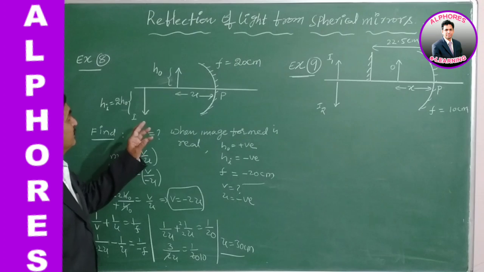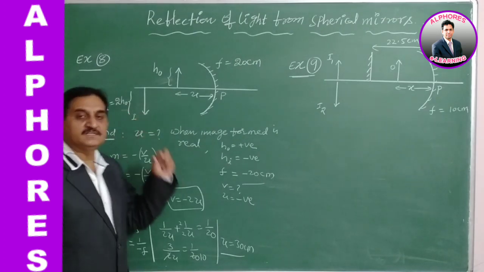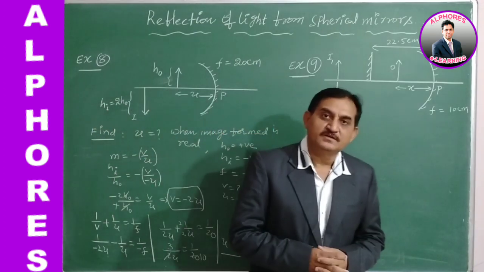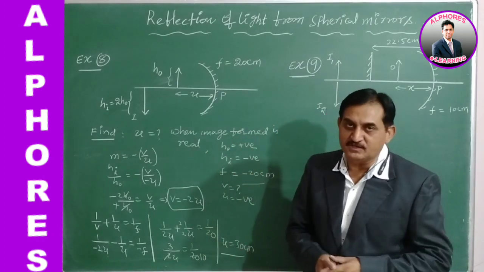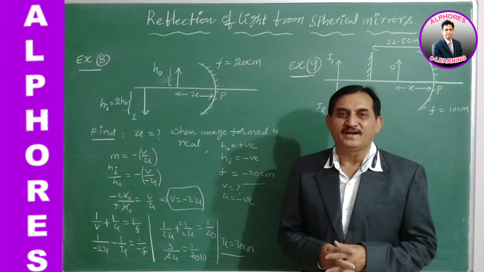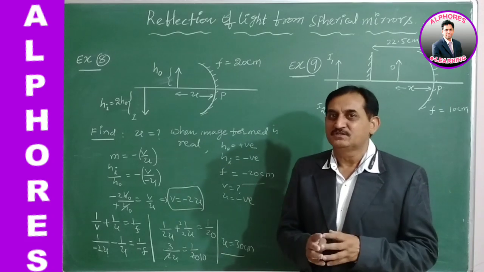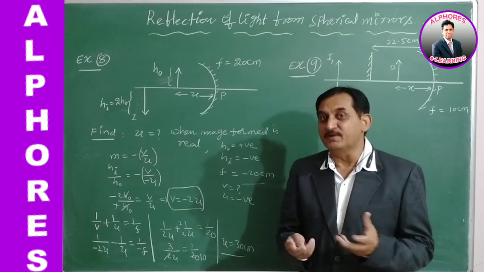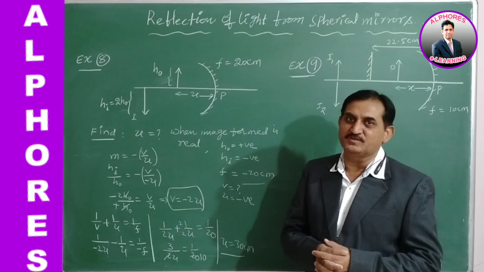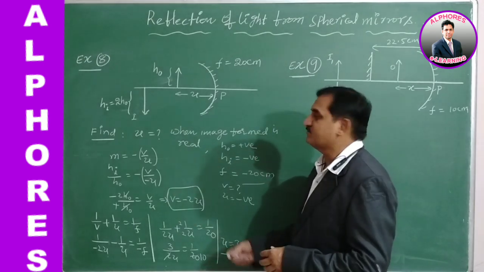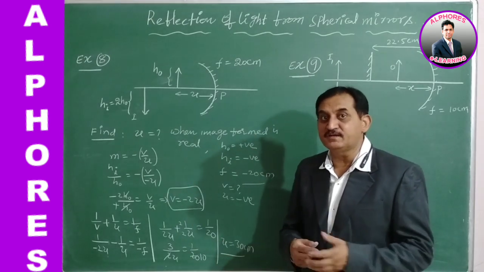When you keep the object at a distance of 30 centimeters from the concave mirror, you will get its corresponding image, which is real, and the magnification is 2, because the size of the image is double that of the size of the object. So it's very clear, we can verify that.